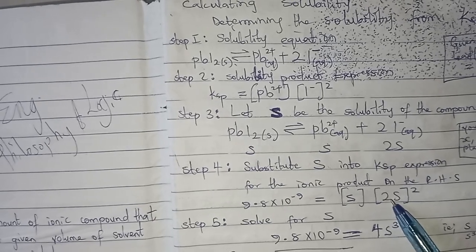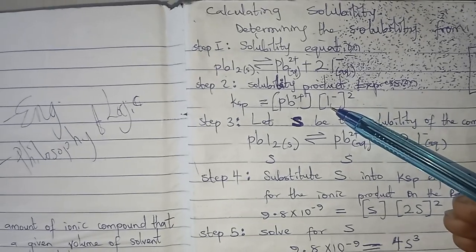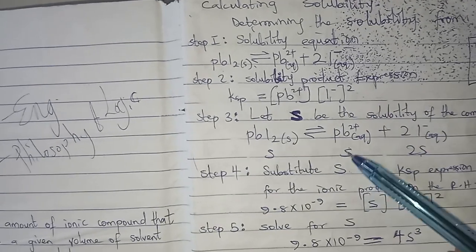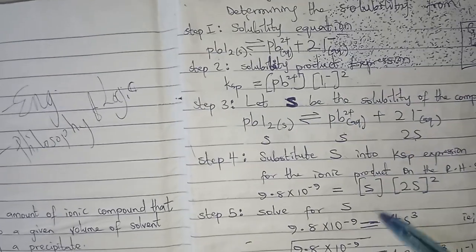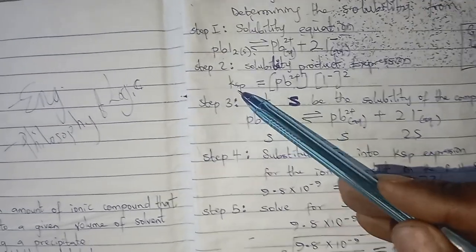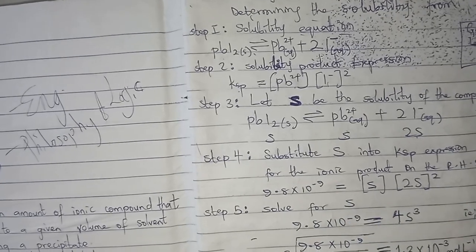So I see 2S, I carry this 2S and put it for I here. It becomes 2S raised to power 2. Then I carry the S here and put it for lead. It becomes S. So that is what I got here. Then this is KSP. The value of KSP is given to be 9.8. So we try to solve.